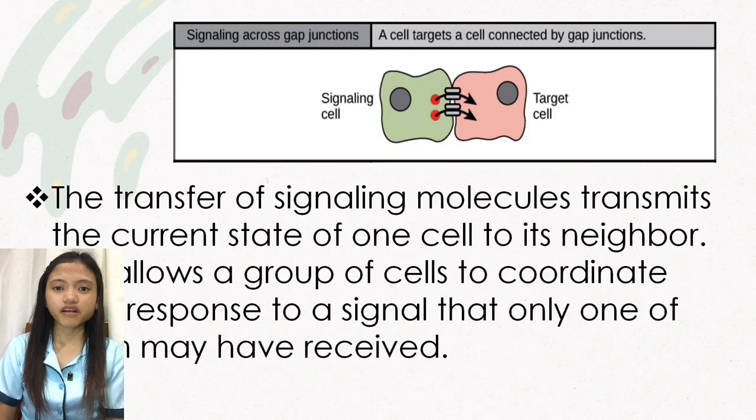In this category of chemical signaling, a cell targets a cell connected by gap junctions. The transfer of signaling molecules transmits the current state of one cell to its neighbor. This allows a group of cells to coordinate the response to a signal that only one of them may have received.